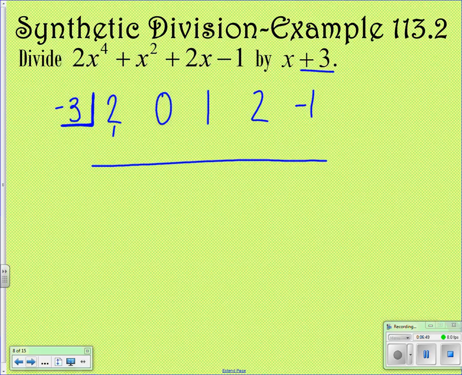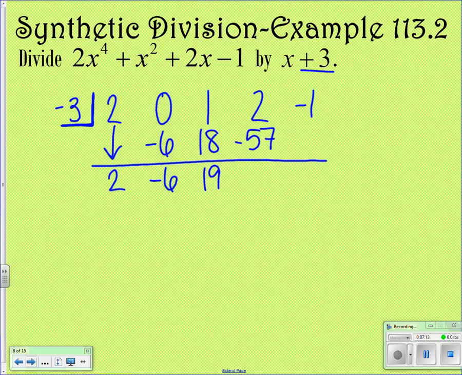So the first number always comes down. You don't do anything with it. And then we have 2 times -3. That's going to be -6. Add to get -6. We're going to multiply -6 by -3 to get 18. Add those to get 19. We're going to multiply the 19 by -3 to get -57. Add those and you get -55.